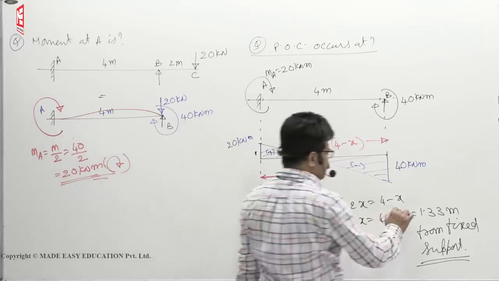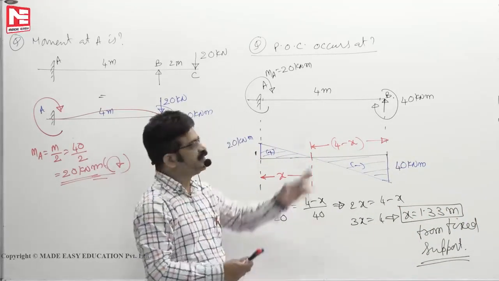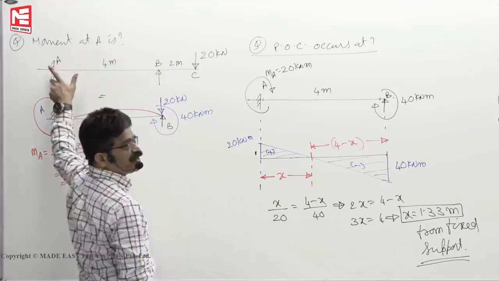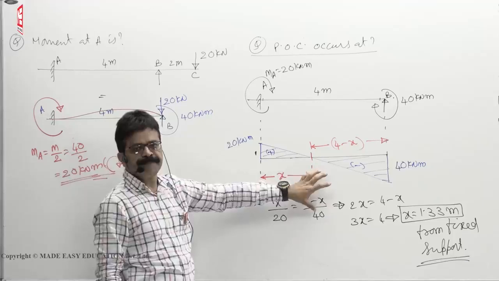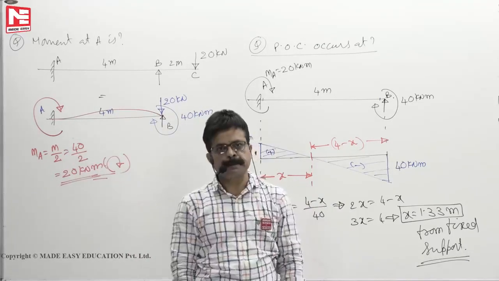So, in 2 minutes time, if they ask you what is the point of contraflexure, first cut, remove it off, here put 40, 20, then draw this diagram. First you have to find what is the moment at A, then only you can find POC.